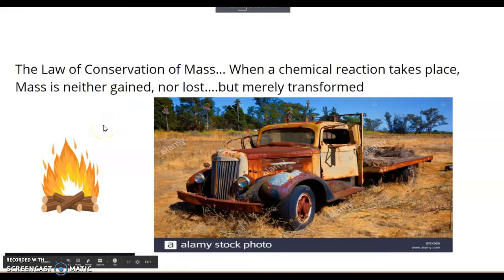To break it down, just take this pickup truck, which is going through a real slow chemical reaction. It's slowly becoming rusty. And if you were to take all the rust that's generated over time as it decays, and it's going to flake off and fall to the ground and break down, but if you could collect all of it, at the end of the day, you'd have the weight of the original pickup truck.